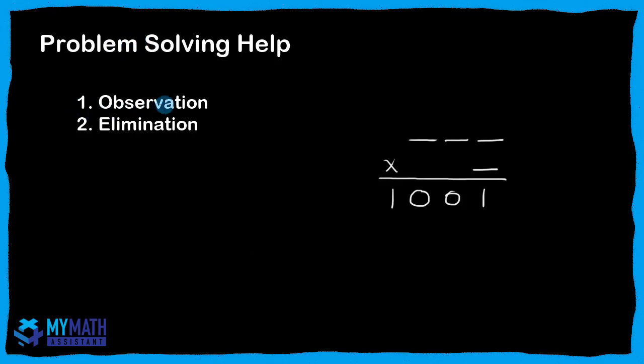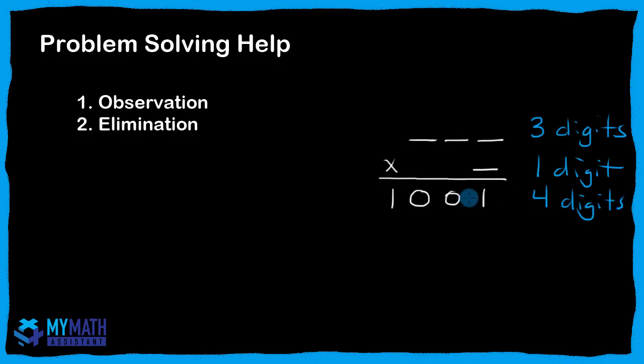The first step is observation. The second step is typically elimination. I start by just observing everything I can note about that kind of problem. So for example, this first factor for a multiplication problem has 3 digits in it. The second one has 1 digit. And finally, the product has 4 digits. So that's one thing I would observe right away.